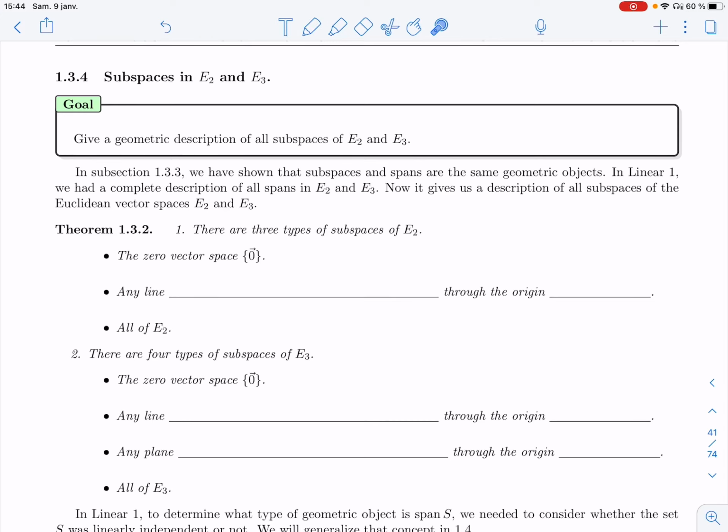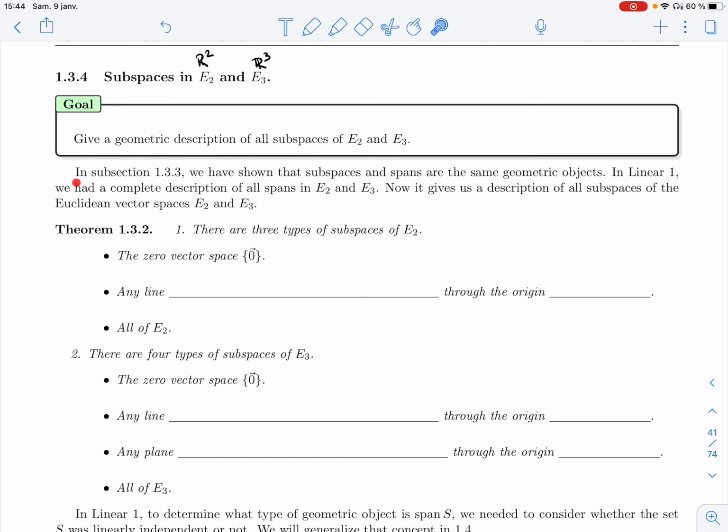Welcome back. In this section, section 1.3.4, we want to describe all subspaces of E2. So that's R2 with the usual vector structure and R3 with their usual vector structure. So our goal is to give a geometric description of all subspaces of E2 and R3.